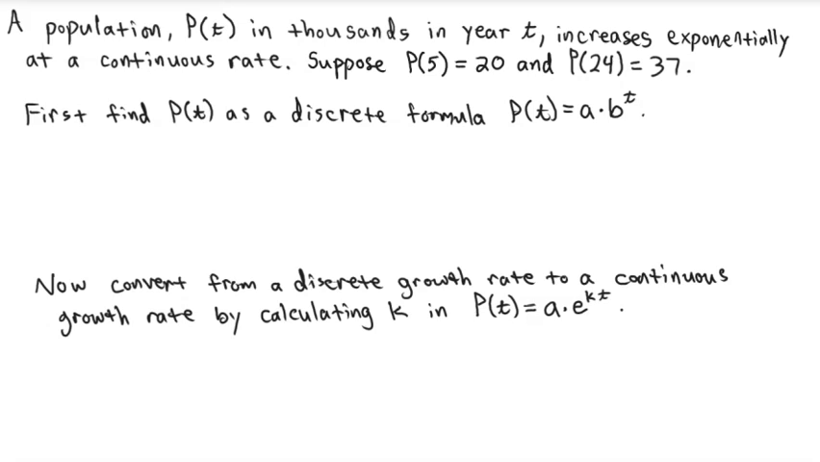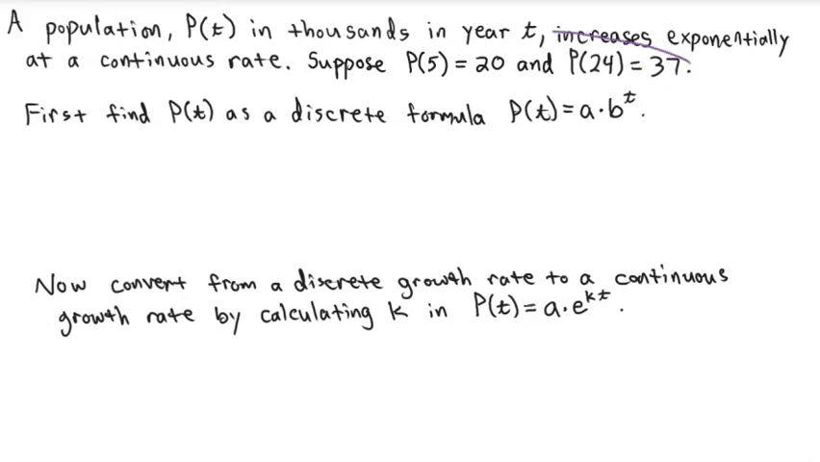So we're going to finish up with this example. It says a population P of t in thousands in year t increases exponentially at a continuous rate. Now suppose that P of 5 is equal to 20 and P of 24 is equal to 37. That means that at time 5, the population is 20,000, and at time 24, the population is 37,000.